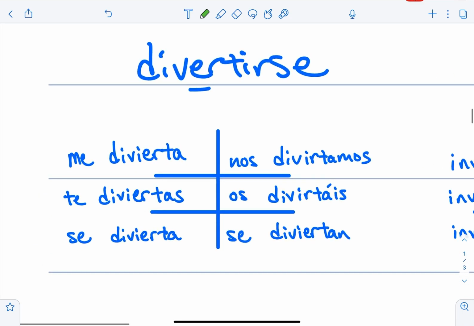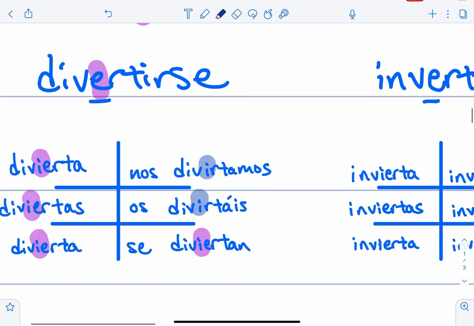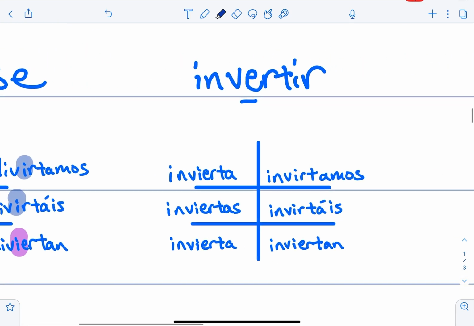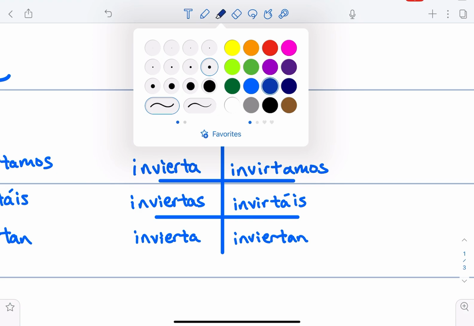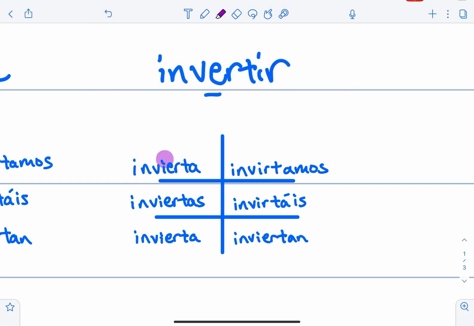So take a look. Divertirse. E goes to IE inside of the boot. And it does make a change outside of the boot, but just one letter. Here's another, and divertirse means to have fun. Here's another example. E goes to IE. So the E goes to IE inside of the boot. And then outside of the boot, it goes to an I, just an I.